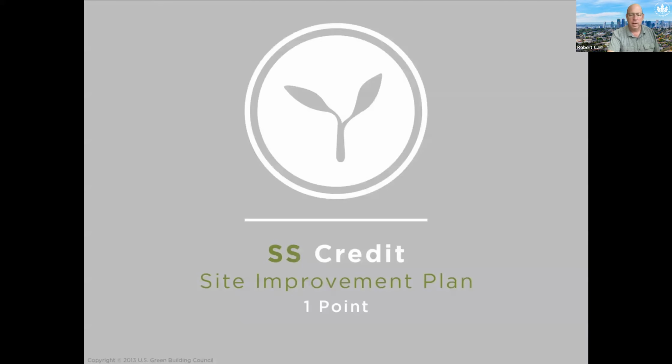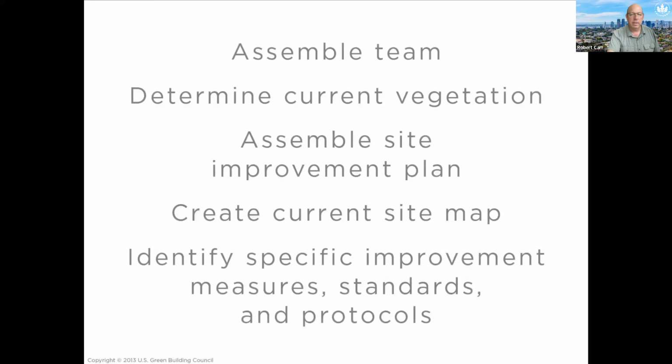All right, site improvement plan. This is basically trying to see what you can do to improve your site. You have to assemble a team, determine your existing situation, what your hardscape is, what your landscape is, what your turf area is, create a map, then identify specific measures you could do and actually implement those. A lot of times what they want is for you to understand what you have and then what you can do better.